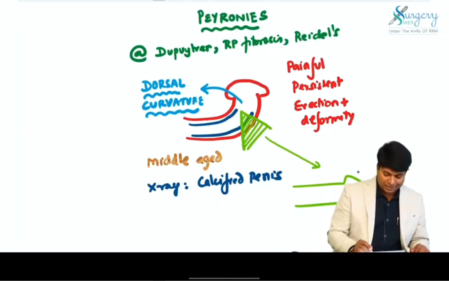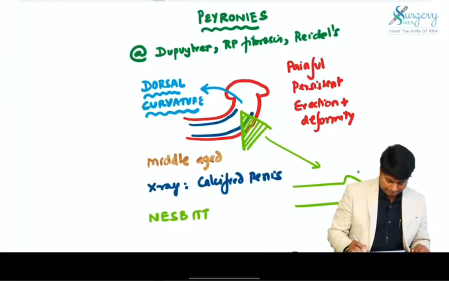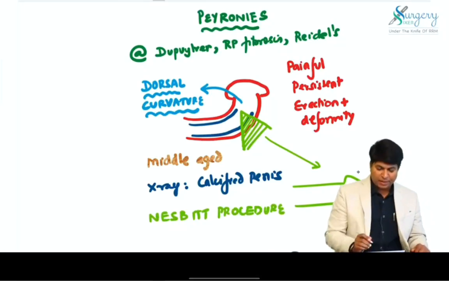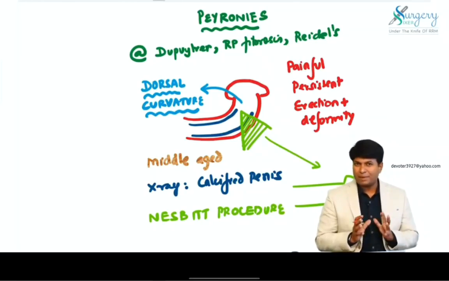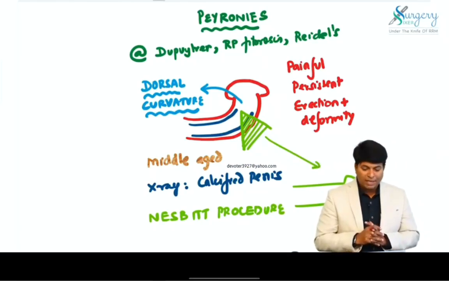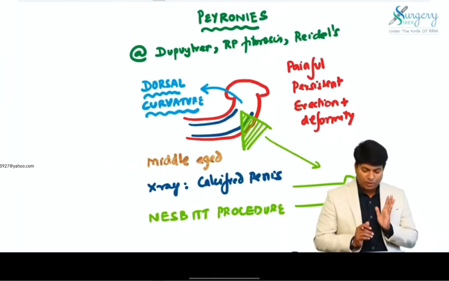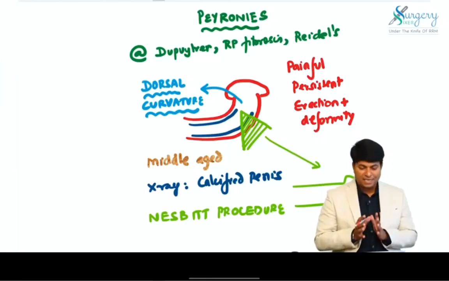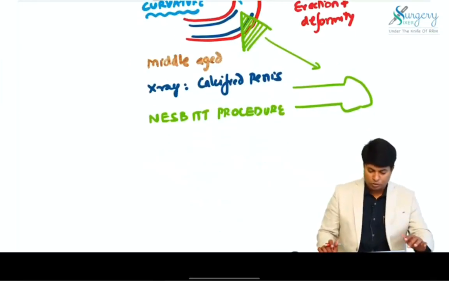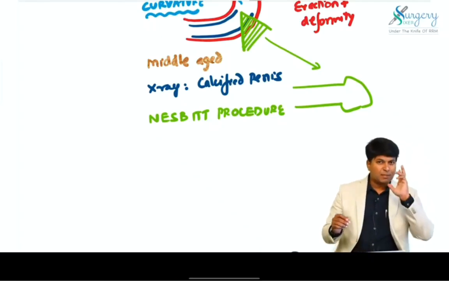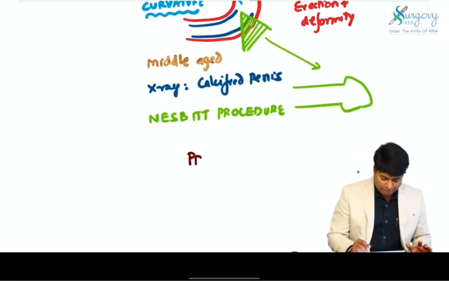What is this procedure known as? This procedure is the Nesbitt procedure. So Peyronie's is a fibrosing condition of the penis in which fibrous plaques deposit on the penis and therefore they become painful, persistent, erected with a deformity. When you take an X-ray, it will show calcified plaques. Such patients will need a penis straightening operation known as the Nesbitt procedure.